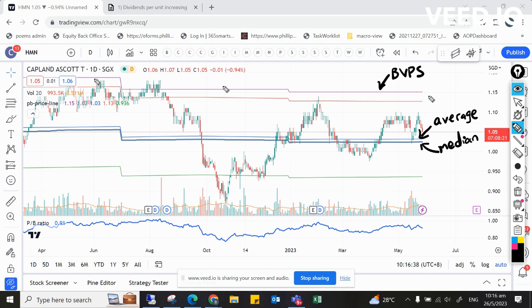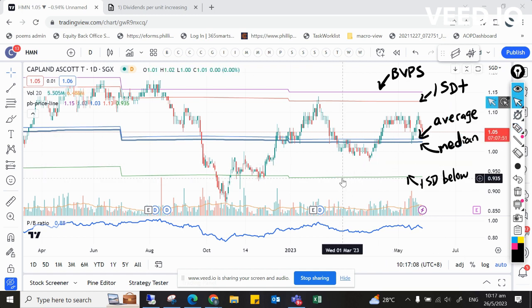The red line is one standard deviation above the average. The green line is one standard deviation below the average. So notice how prices actually respect the green line, which is one standard deviation below.